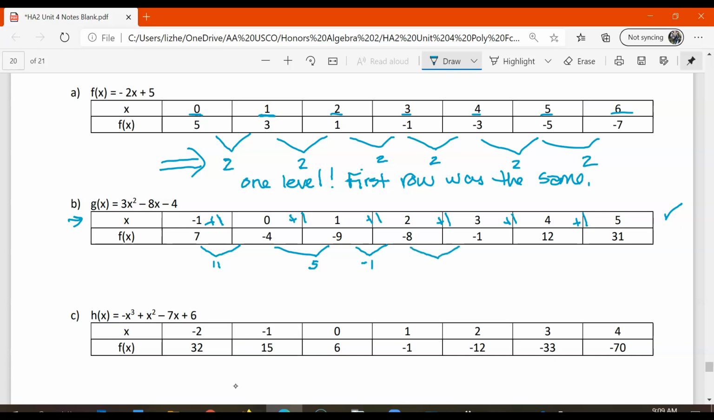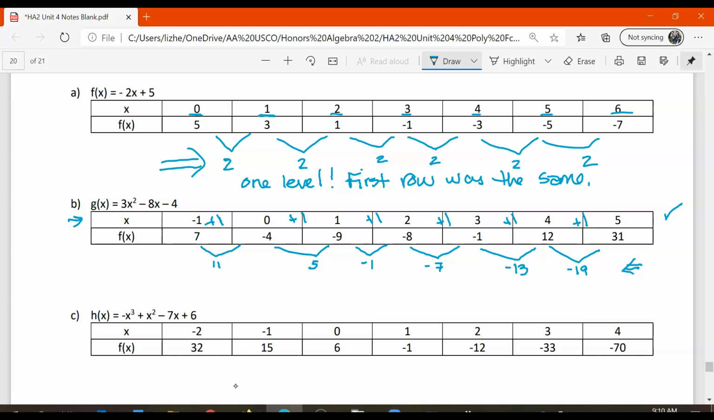Negative 8 minus a negative 1 makes a negative 7. Negative 1 minus 12 makes negative 13. 12 minus 31 makes negative 19. And you can see in this row, these numbers are obviously not the same. So looking at step 2, it says, then find the differences of those differences. Repeat until they are the same.